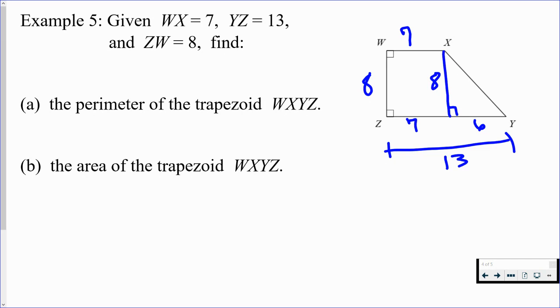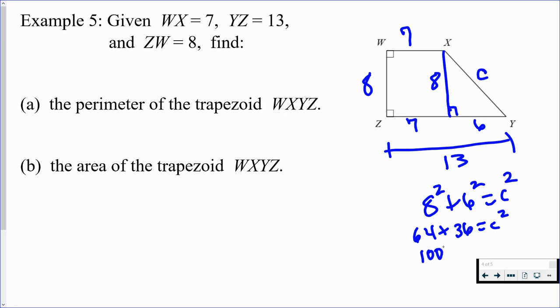In order to get the perimeter, we have most of the pieces. The last piece we need is XY. Let's use a different variable. Let's just call that C since it's a hypotenuse. So let's solve for that. Looking at that right triangle, we have 8 and 6 as two of our legs. So we could say 8 squared plus 6 squared equals C squared. 8 squared is 64. 6 squared is 36. If we add those together, we get 100. Take the square root, and now we know that C is equal to 10. So now we know that piece is 10.